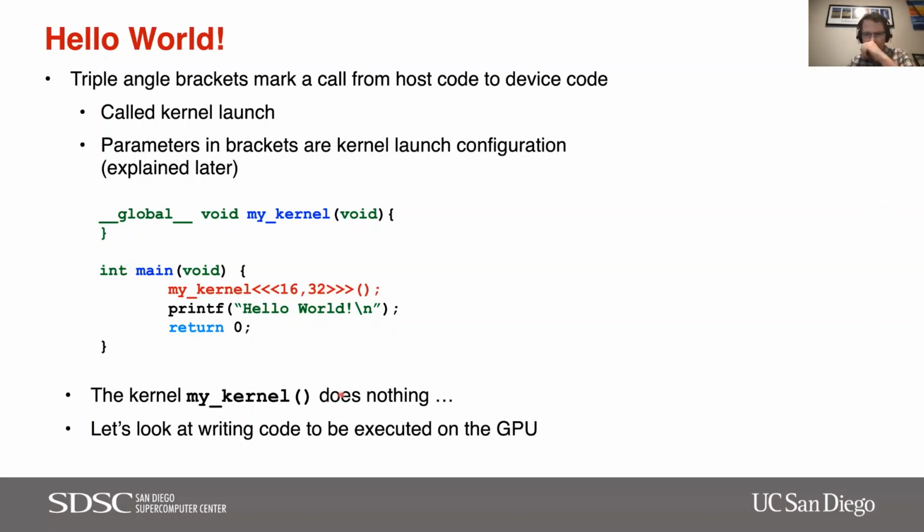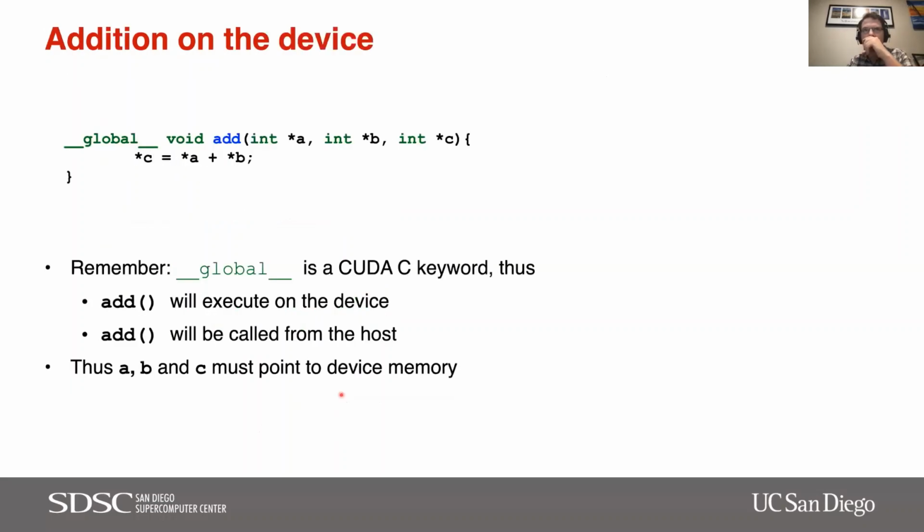Okay, so this kernel doesn't do anything, but let's try and do an addition on the device. So how would we do that? So now you see this is the function, our kernel. We call it add, and now we are passing pointers to memory, A, B, and C. Well, we just do an addition, right? So C equals A plus B. Because this is a CUDA-C keyword, add will execute on the device, and it can be called from the host. So it executes on this device. Obviously, A, B, and C must point to device memory, right?